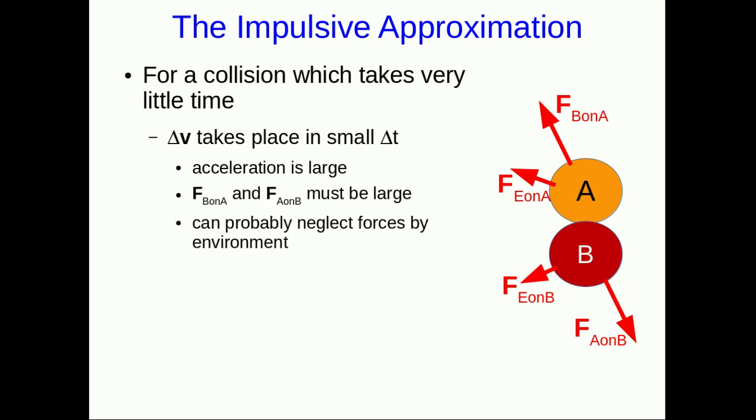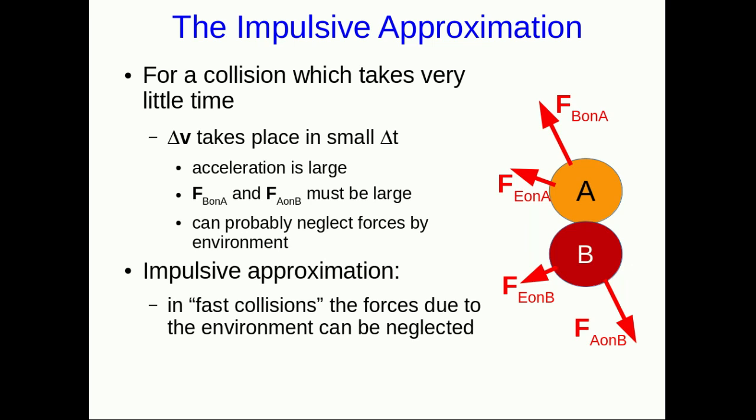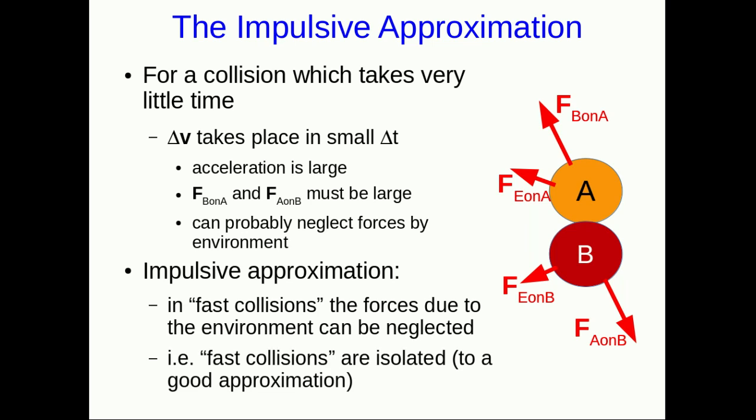And so the forces that the two colliding objects exert on each other must be very large in that case. And so we can probably neglect forces by the environment. We'll see cases where we can't do this, but we'll be able to reason through them. We call this the impulsive approximation. In other words, for fast collisions, by which I mean collisions that take very little time, the forces due to the environment can be neglected because they're much smaller than the internal forces in the system. Or, to put it another way, fast collisions are isolated, at least to a good approximation.